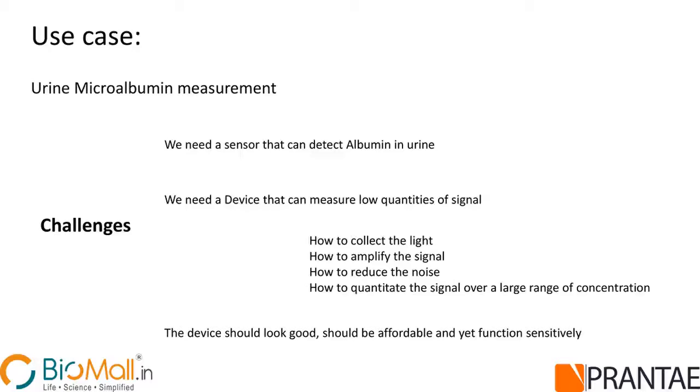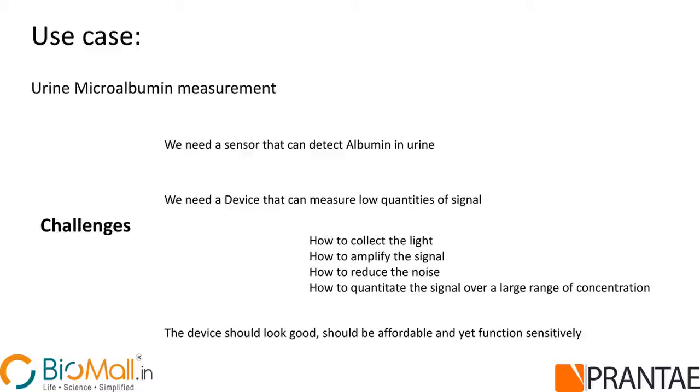Now, to do that, you need a device that can measure low quantities of signal. And this is relevant for fluorescence because the amount of light that comes out of fluorescent molecules is really very low, so you should be able to collect that light very effectively. Next, you should be able to amplify that signal. Now, typically when you amplify the signal, you also get an increase in noise, so you have to reduce the noise. And more importantly, the whole device plus assay should be able to give you a quantitative response with respect to the concentration of the molecule that you are trying to sense.